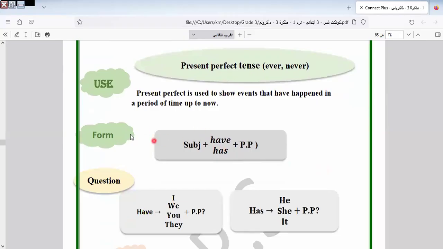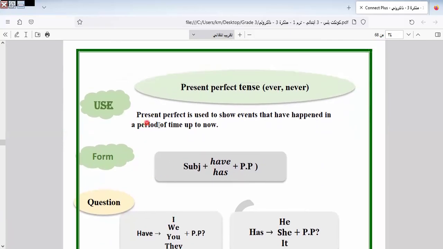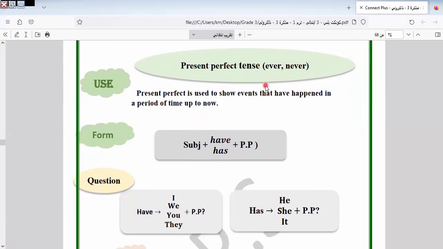Okay. In this unit, we talk about the present perfect tense. As we took this tense before, and I explained it during summer vacation in the basic lessons, you can return to the videos and revise what I told you. We use the present perfect tense to express an action that happened and still exists at the time of speaking. Let's read it together. Present perfect is used to show events that happened in a period of time up to now, or happened in the past, but their effects still exist at the time of speaking.